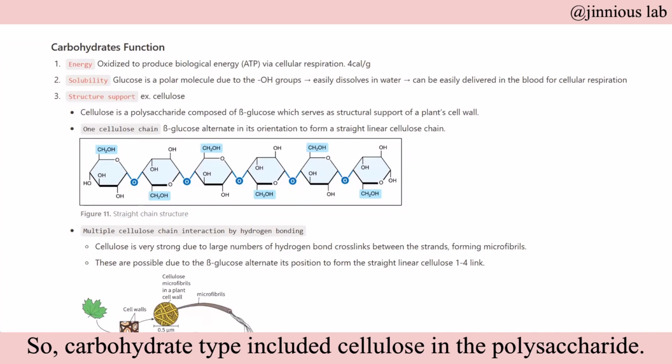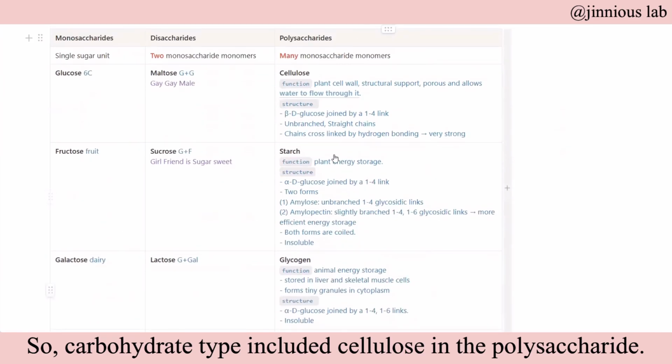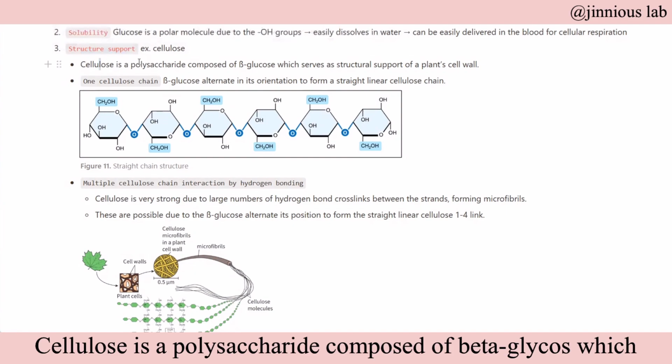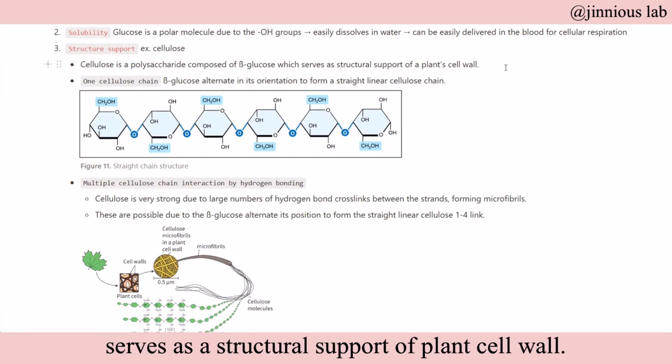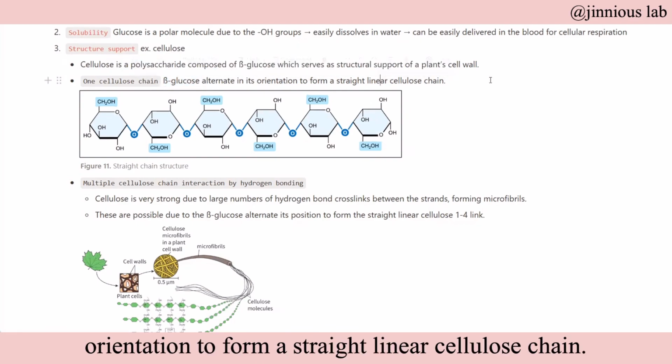So the carbohydrate type includes cellulose, a polysaccharide, and this provides structural support for the plant cell wall. Cellulose is a polysaccharide composed of beta-glucose, which serves as structural support of the plant cell wall. In one cellulose chain, the beta-glucose alternates in its orientation to form a straight linear cellulose chain.